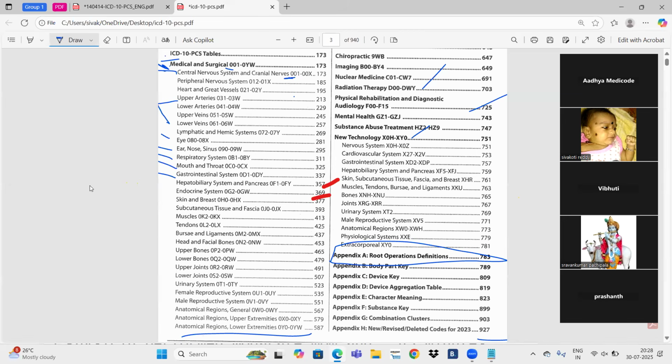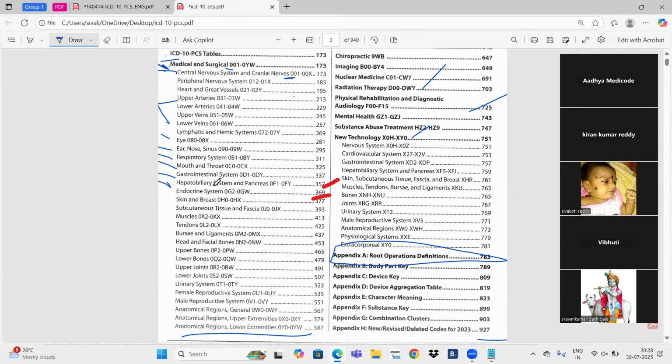Next, hepatobiliary and pancreas. So note down, hepatobiliary means liver, gallbladder, biliary tract, and pancreas. Liver, gallbladder, biliary tract, and pancreas. Next, endocrine system.